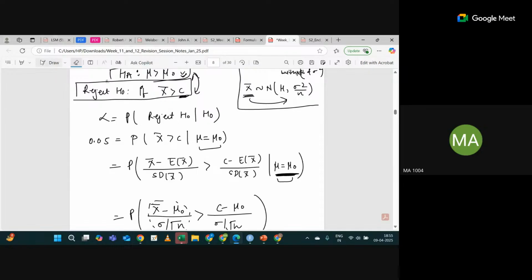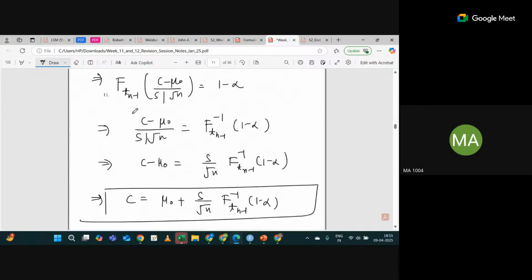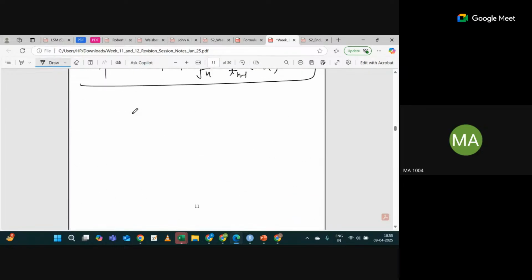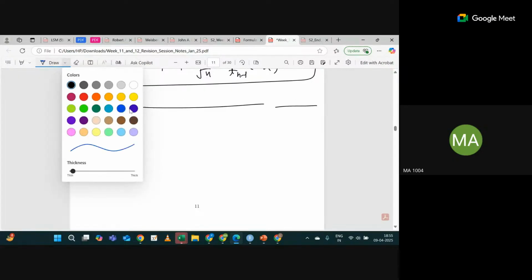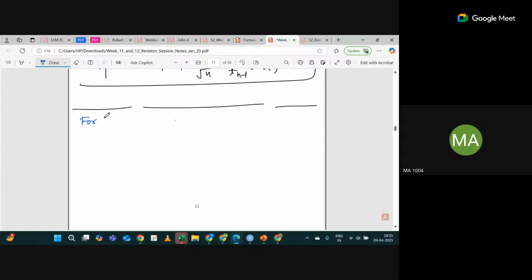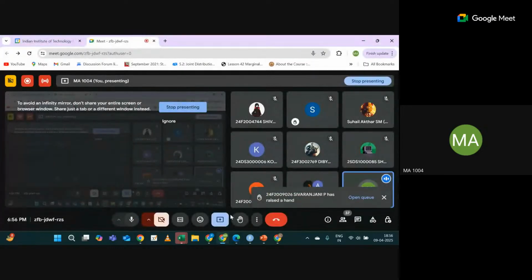The usual steps you have to follow for the two-tail test. Let me make a box here, using some other color. For the two-sided test, alpha is nothing but the probability that x bar minus mu is greater than c, given that mu is equal to mu naught. Do you have any query?